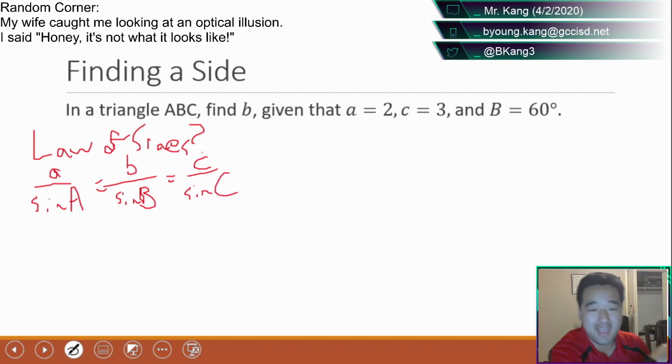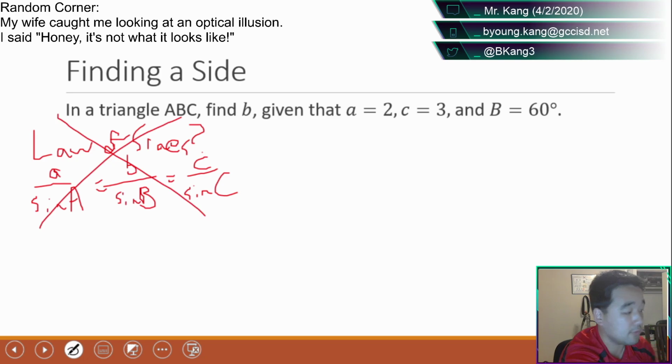If I try to set any of those two equal to each other, if I try to use a little c, which I'm given, I don't know angle C. If I try to use big B, I don't know little b, which is what I'm trying to find. If I want to use little a, I don't have angle A. You can't set up an equation that only has one variable, if that makes sense. You don't have a pair of letters that are already given to you. So we cannot use law of sines in this problem. You have to do law of cosines.